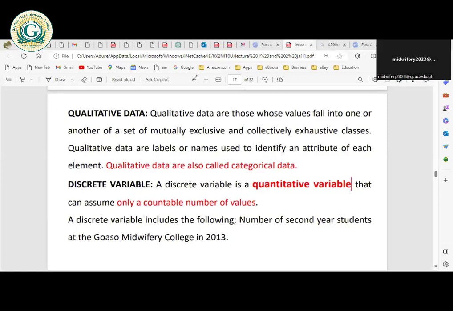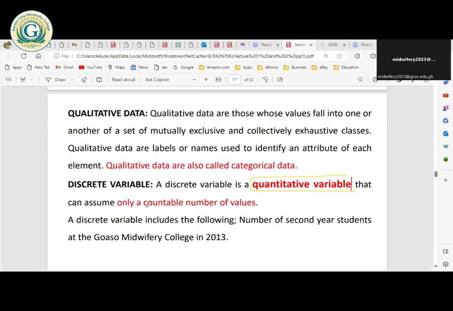For quantitative variables, please take note of this too. We can classify the quantitative variables into two categories. Johnson, please let me finish with this, then I'll ask you to ask your question. We have the discrete variables and we have the continuous variables.